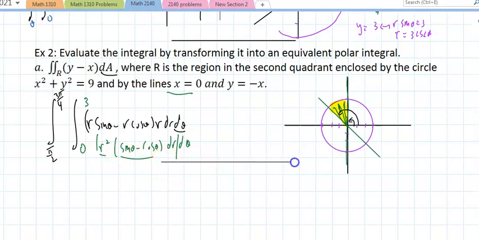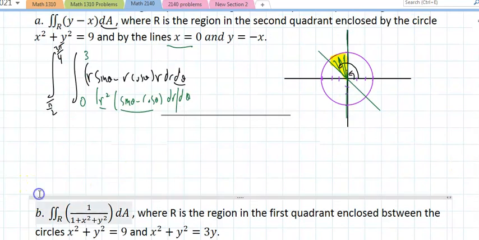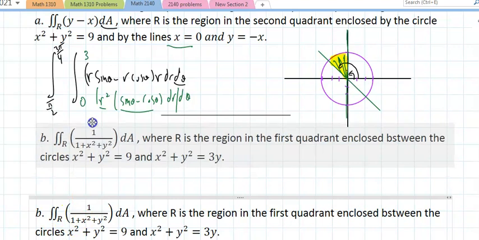That's fairly simple. Any problem that you see in here that you're having a hard time integrating, ask me in class, our class session, and I'll be more than happy to show you how that works.